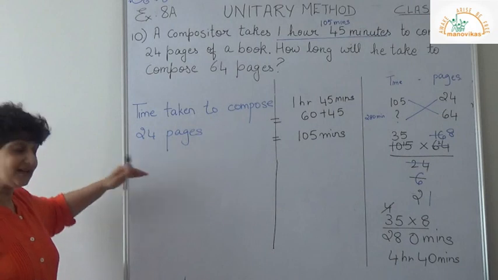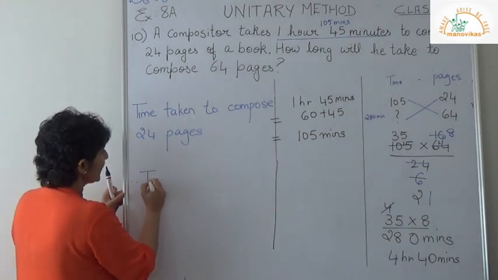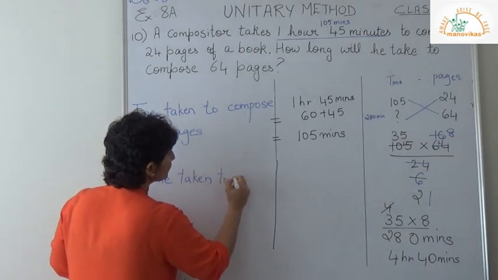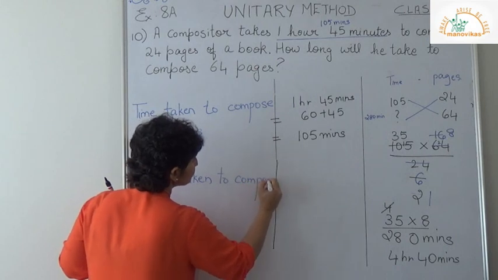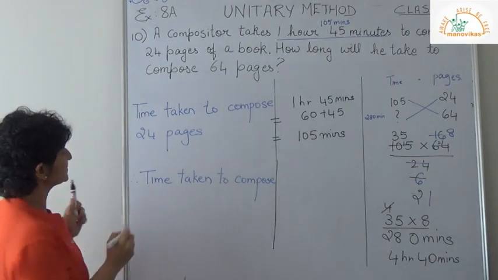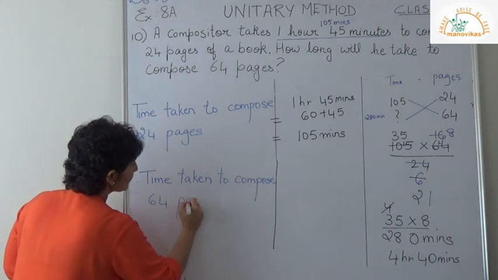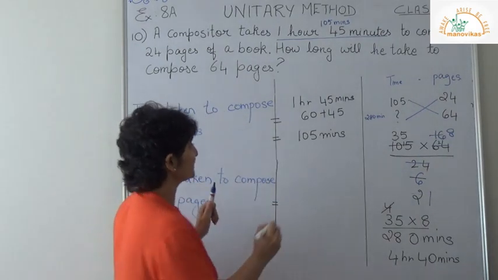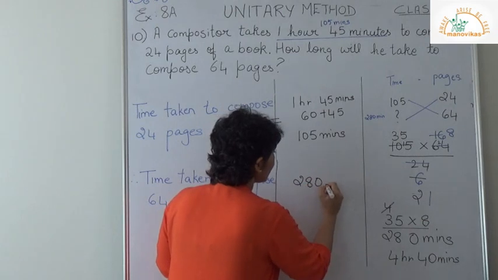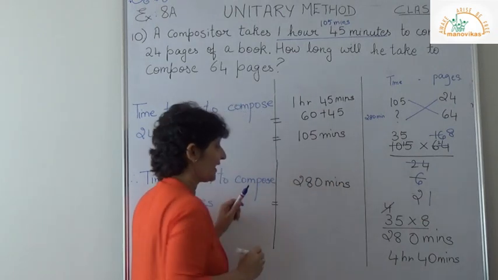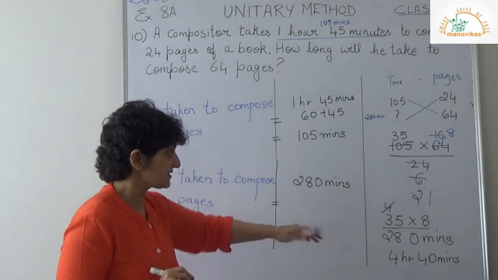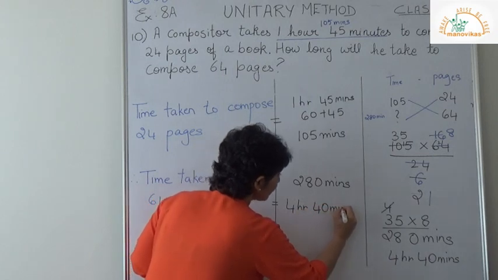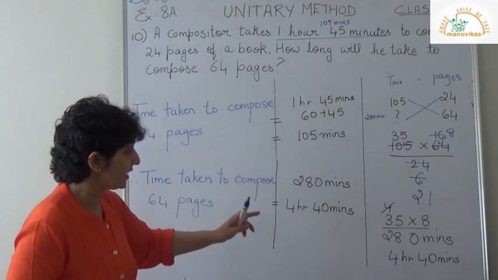Alright, now let's go to the next statement. Therefore, time taken to compose 64 pages. We had converted first into minutes, that is 280 minutes. So when I convert 280 upon 60, what do we get? 4 hours 40 minutes, right? 4 hours 40 minutes.